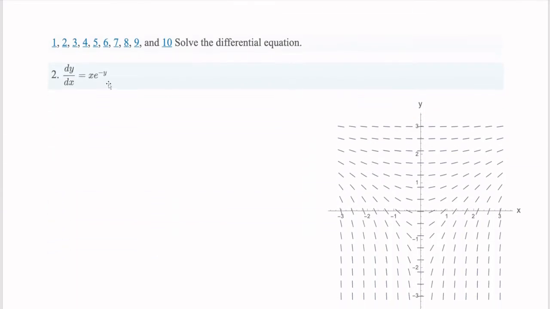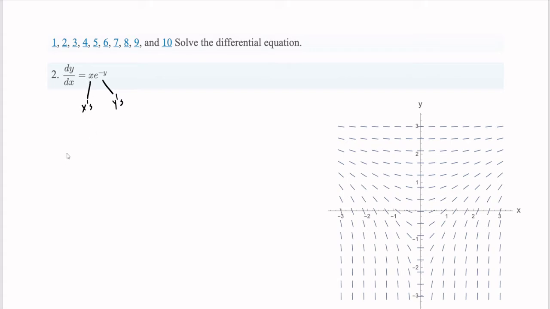So we have this problem here: dy/dx equals x e to the negative y. So already I see two functions, right? This is where the x's are. This one is where the y's are, and they're being multiplied. Perfect. So step one, we're actually already done with step one.